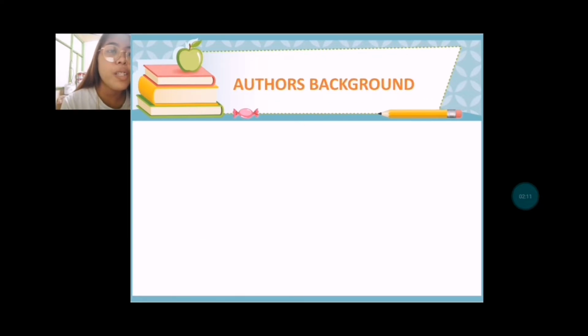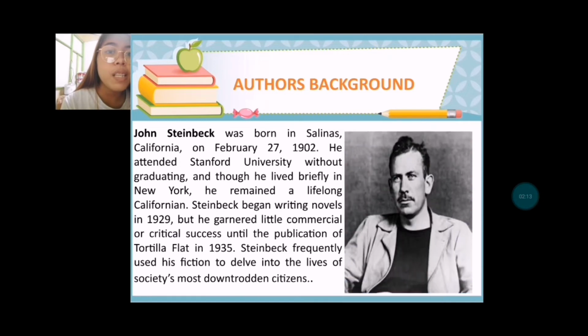Next is the author's background. John Steinbeck was born in Salinas, California on February 27, 1902. He attended Stanford University without graduating, and though he lived briefly in New York, he remained a lifelong Californian.